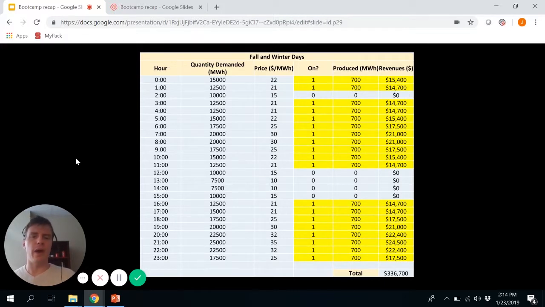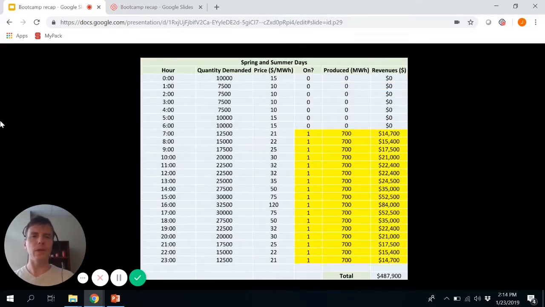So we can also add the revenues up for every single hour of the day. And the total is shown here at the bottom. It shows that on fall and winter days, this coal plant, we're going to estimate, earns about $336,700. And we can do the exact same thing with the spring and summer days.